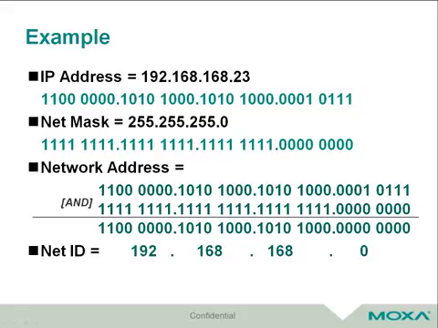The IP address is 192.168.168.23. Here is the same address written in binary format. Network mask is 255.255.255.0. Let's also convert it into binary. Now you can see why this mask is also named /24. It has 24 high bits set to 1. After performing binary AND operation with this IP address and mask, we will get the network ID 192.168.168.0.